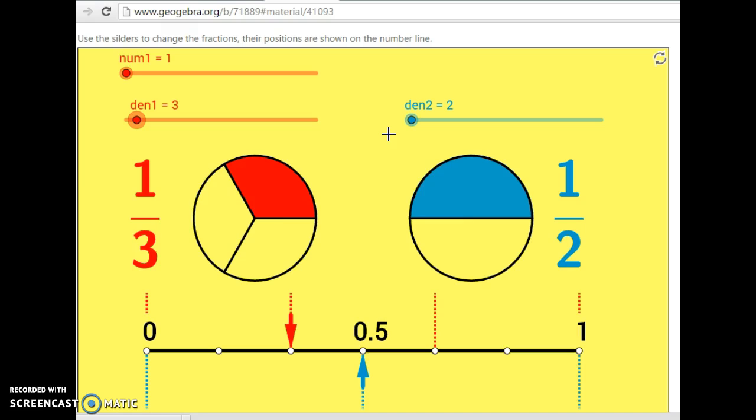Then on the back, I'm going to have you come onto this tool and you will use the tool to check to see if your answers were correct, and then you can explore a little bit more if you would like to.